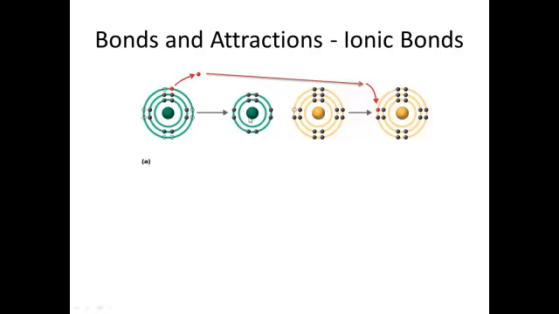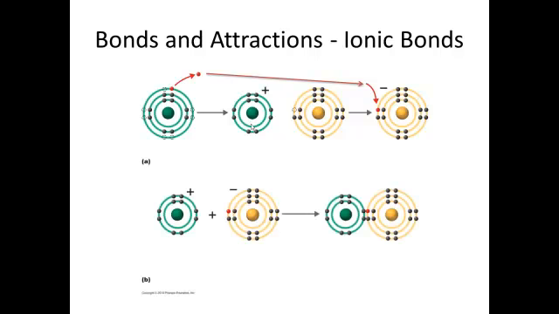Sodium has one fewer electrons than it has protons. That gives it a positive charge. Now, anytime an atom has either more or fewer electrons than protons, we call it an ion. So an ion is an atom that has a different number of electrons than protons. Positive ions are attracted to negative ions. They hang out together. Those charges attract each other.